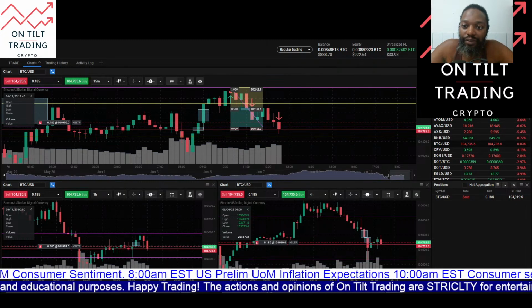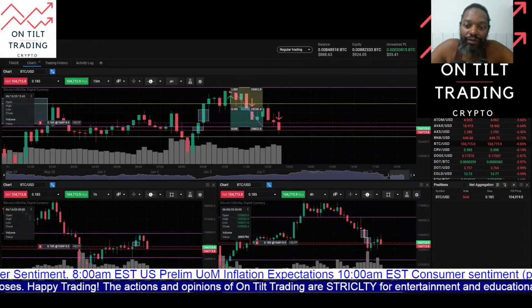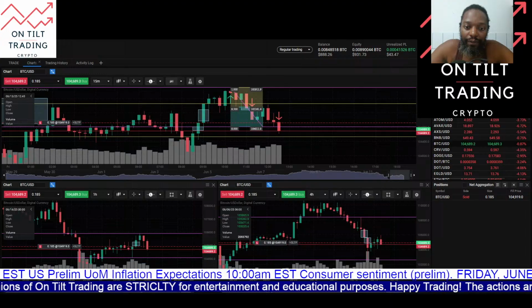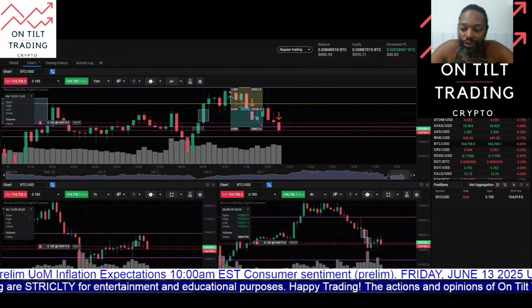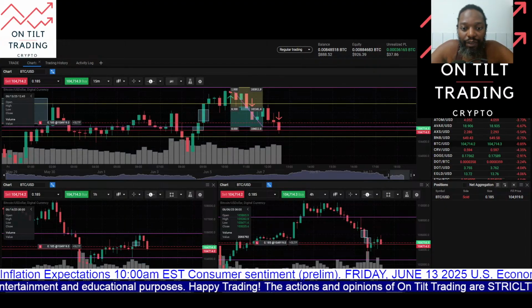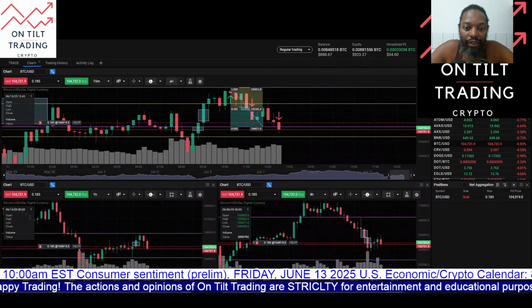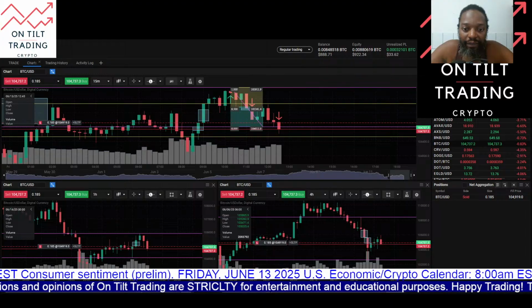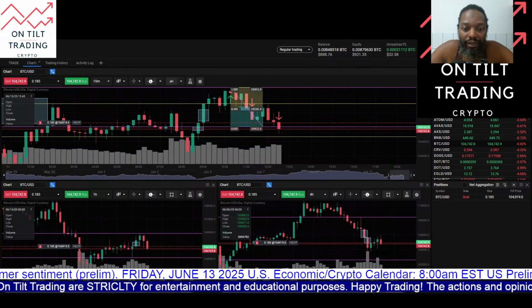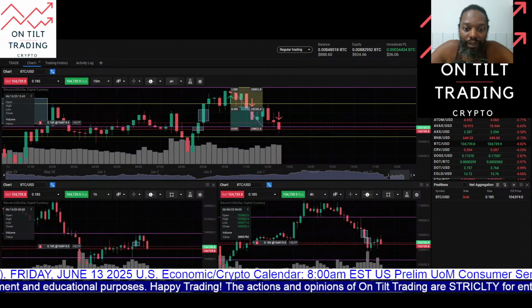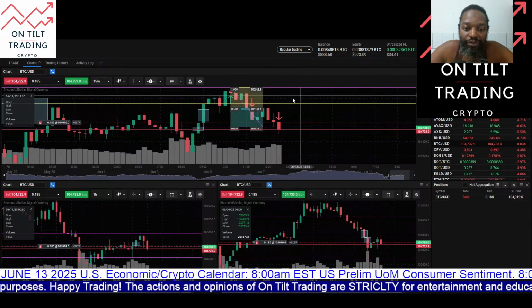Still getting a reaction off of the lows of this candle, but still in a good position to close below the previous week low. Less than a minute left in this candle, and then there would be a confirmed break of structure.